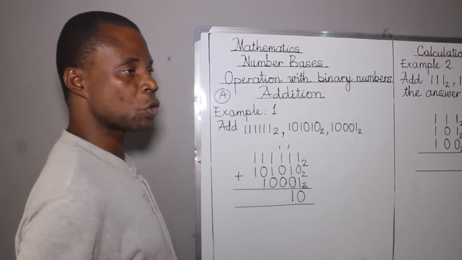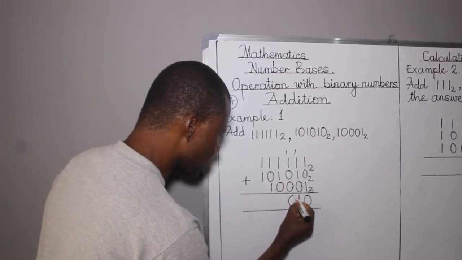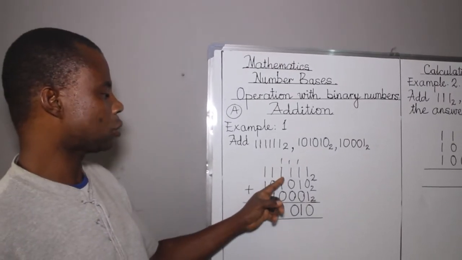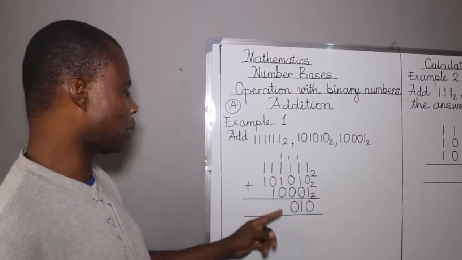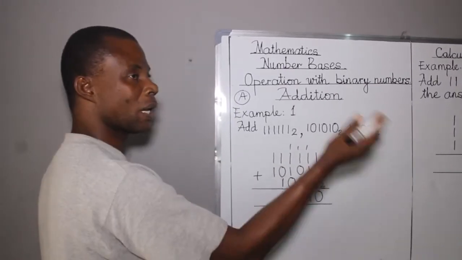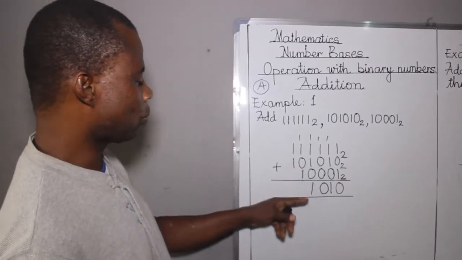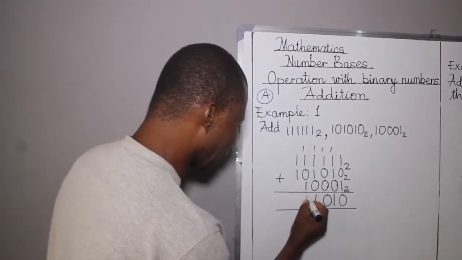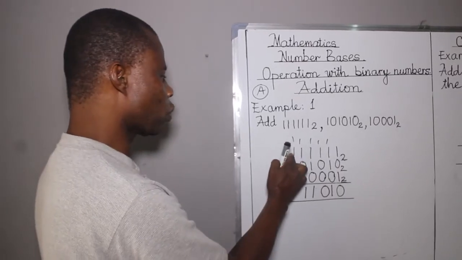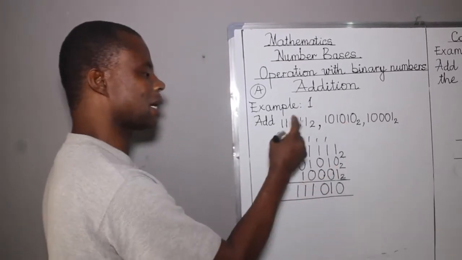1 plus 1 making 2. 2 plus 0 will give us 2. So we drop 0 and carry the 1 to the next digit. And here we have 1 plus 1 making 3 plus 0. We drop 1 again and carry 1 to the next digit. 1 plus 1, 2 plus 0 plus 1, 3. We drop 1 again and carry 1 to the next digit. 1 plus 1, 2 plus 1, 3. We drop 1 and carry 1 to the next digit.